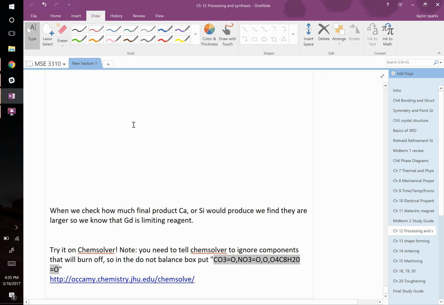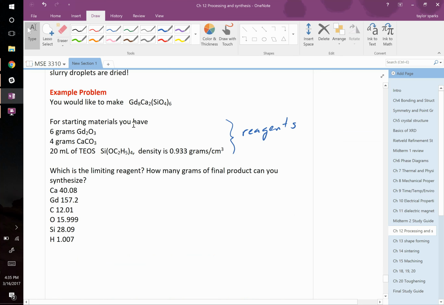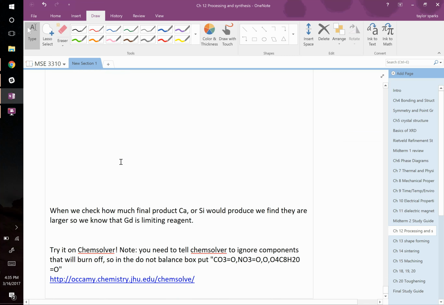Okay, so in the remainder of the class, I want you guys to work through this and then double check that you know how to do that using this free ChemSolver tool.